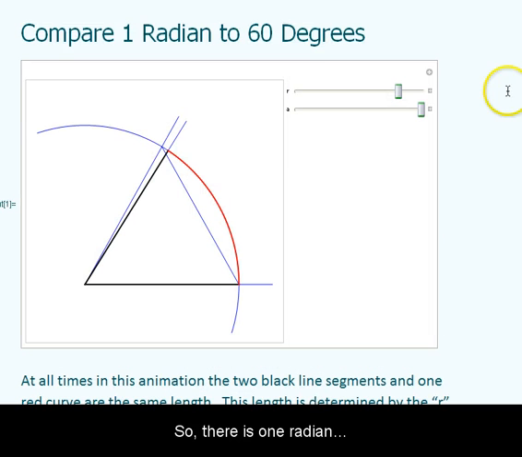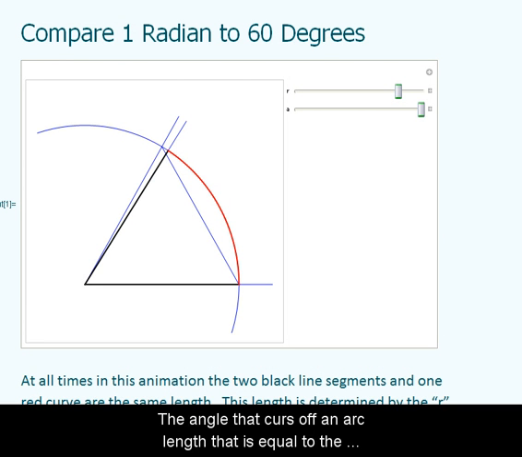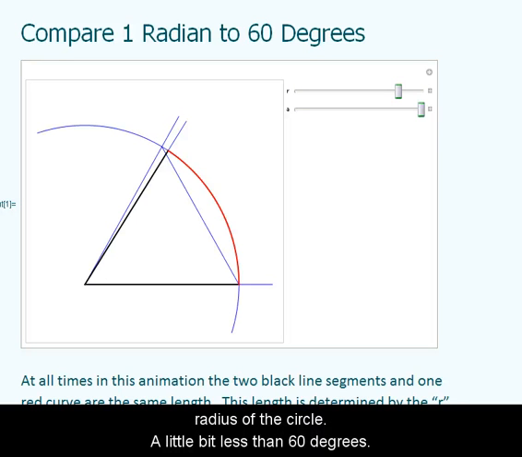So, there is 1 radian, the angle that cuts off an arc length equal to the radius of the circle, a little bit less than 60 degrees.